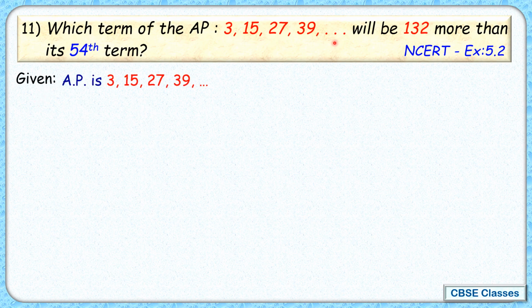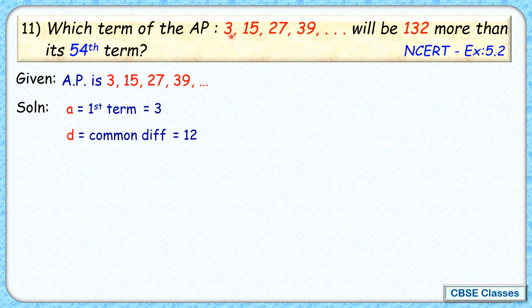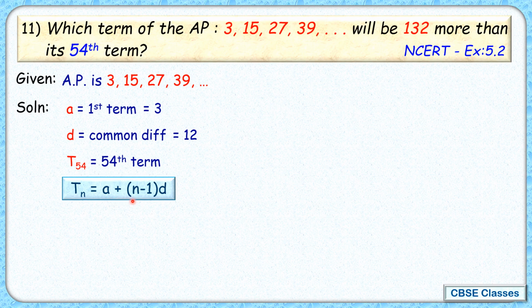Given to us is this AP, and in the solution we'll start by assuming that A is the first term, which is given as 3, D is the common difference, which is 15 minus 3 or 12, and T54 is your 54th term. So here we'll use the formula of nth term, that is Tn is A plus (n minus 1)D. Here putting the values of n as 54, A is 3 and D is 12. So simplifying it, we'll get our 54th term as 639.